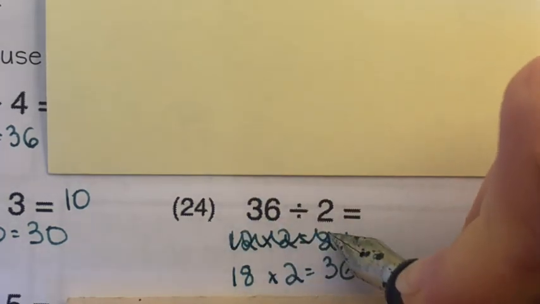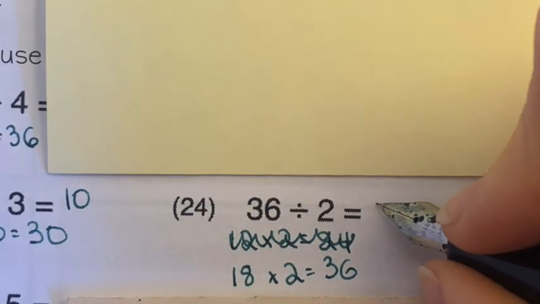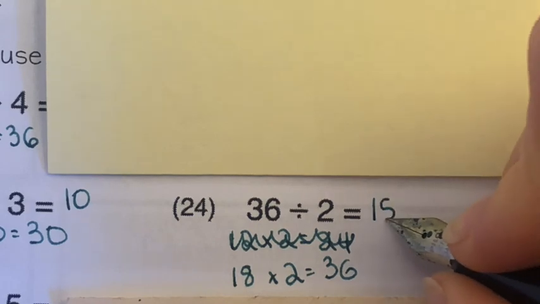Okay. I'm going to cross that out so it's not confusing you. So all we did was we started at a known fact and we counted up how many more groups of 2 to figure out our number. So 18 times 2 is 36. 36 divided by 2 is 18.